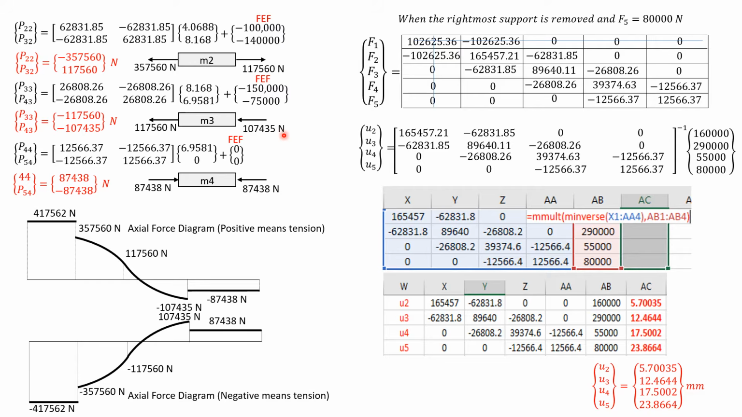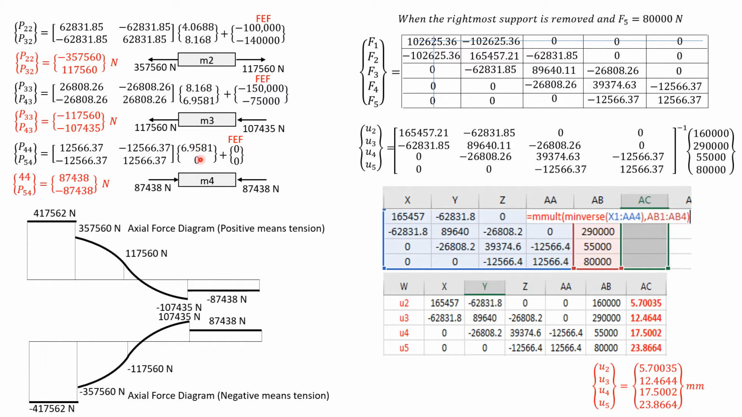So for this member here, a portion of it is subjected to tension, then another portion of that will be in compression, because member 3 is subjected to varying non-nodal forces. Then this is member 4.